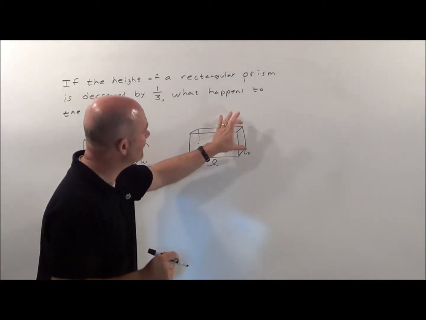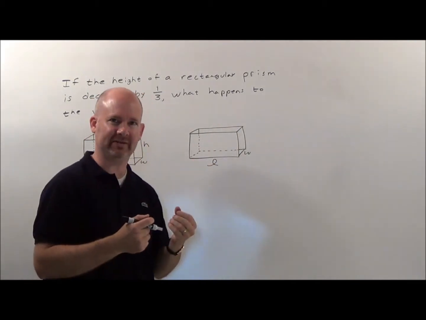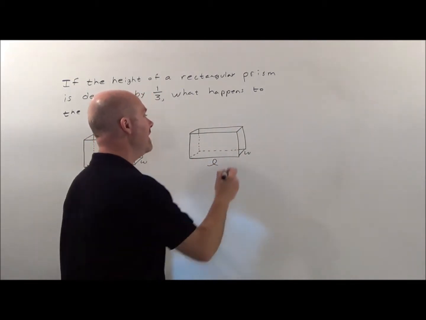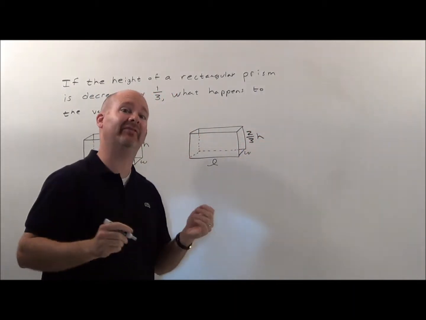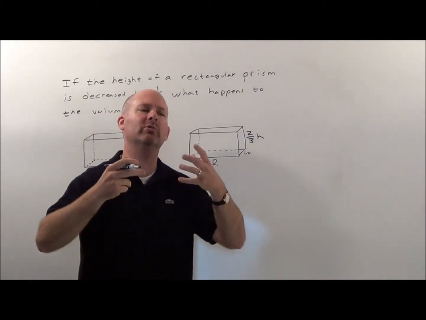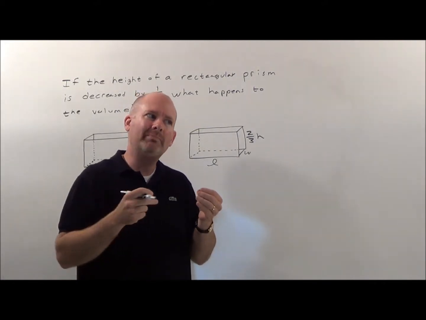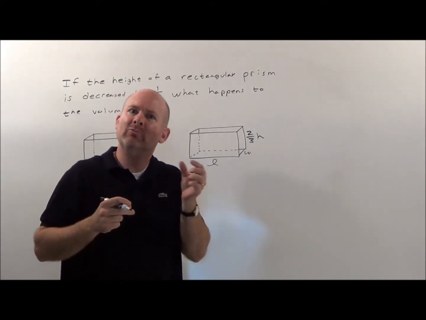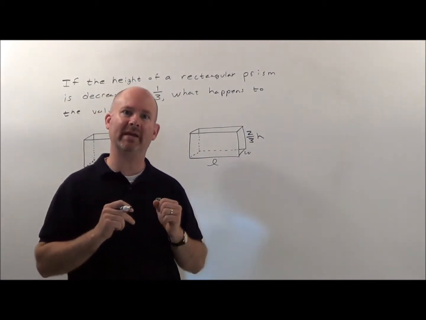Which, what we have to think is if it goes down by 1/3, what part is left? If you lose 1/3, that means 2/3 of the height is left. Now that's a very important concept. If you think about it like this, if I go in a store and something is 10% off, what percent am I paying for? Well, if it's 10% off, I'm only paying for 90% of the item.